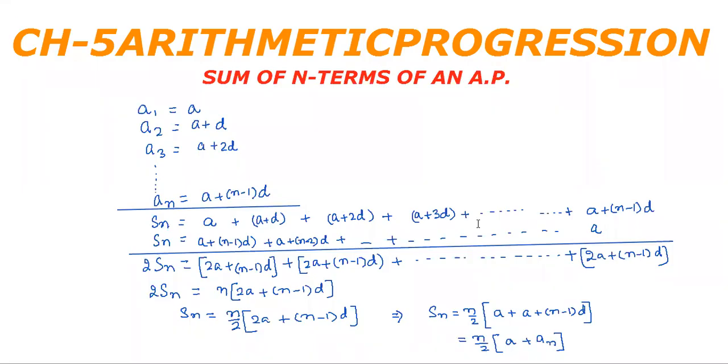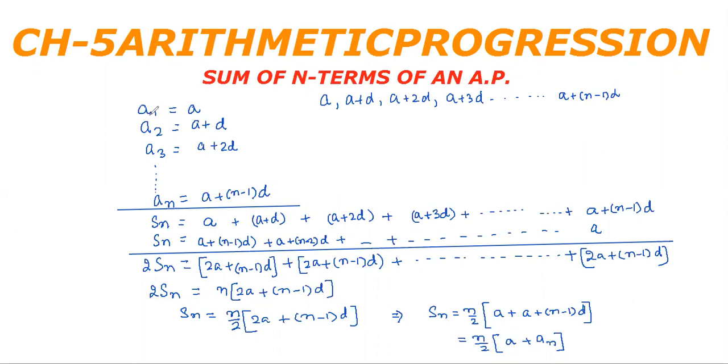Dear students, today we will learn how to find the sum of n terms of an AP. Suppose we are given an AP. The general AP is always written like this: a is the first term, the second term is a plus d, the third term is a plus 2d, the fourth term is a plus 3d, and if we move like this, then children, you know that the last term is always represented by a plus (n minus 1)d, the nth term of the AP.